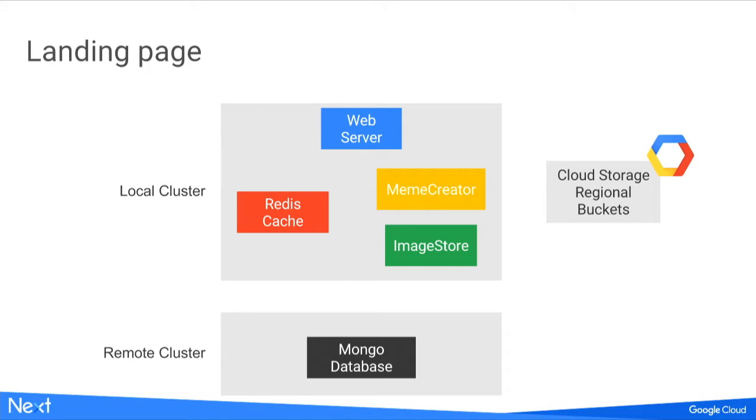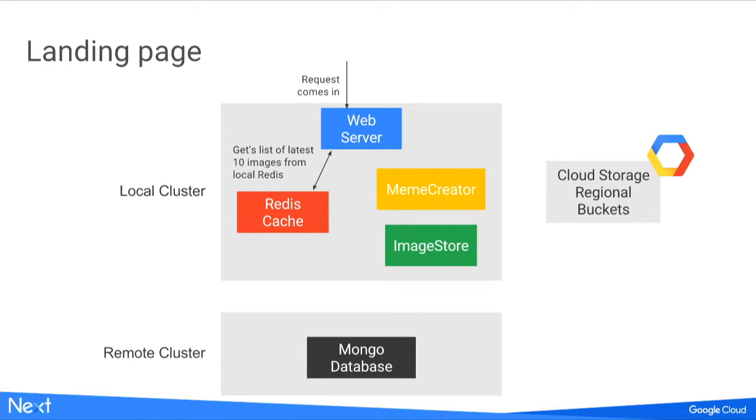Overview. So how are we going to do this? We're going to do something that looks like this. We're going to have 6 different microservices. There's 5 on the screen, but there's a secret 6th one. And when the user comes to our landing page, they're going to come in to the web server. And the web server will just hit the Redis cache. It'll get a list of 10 images and show it. The HTML will be served, and the images will be pulled from GCS regional buckets.